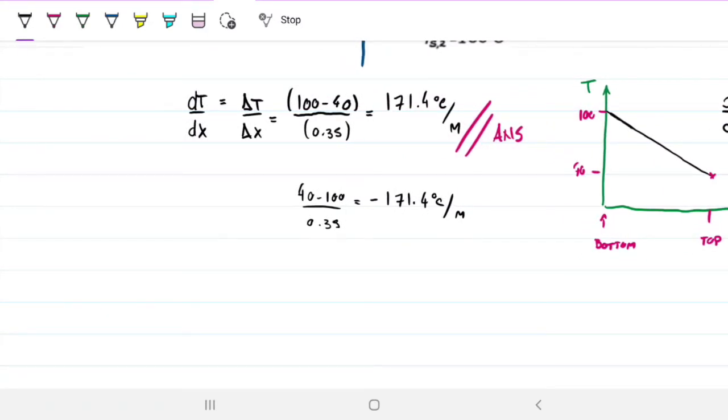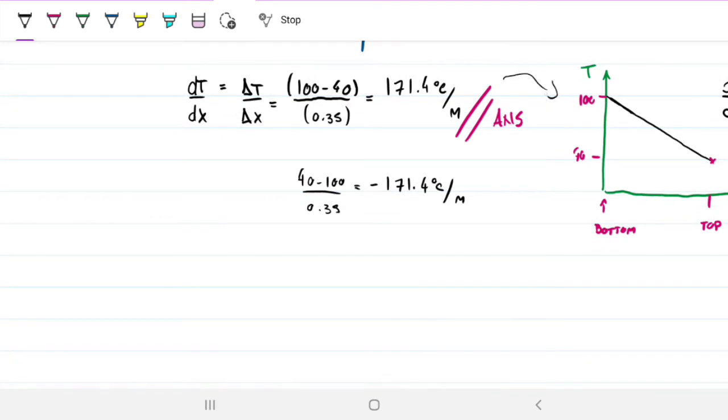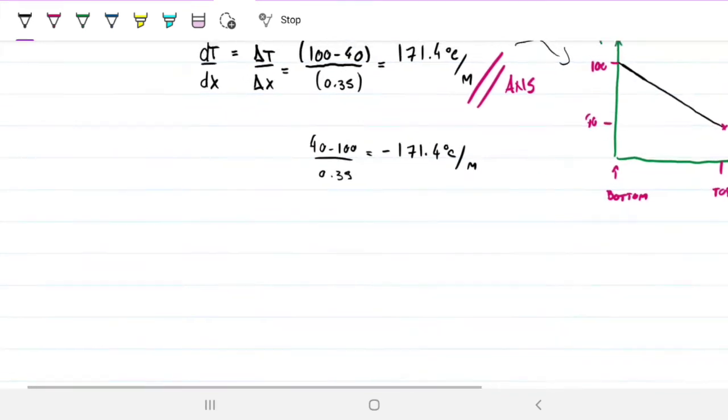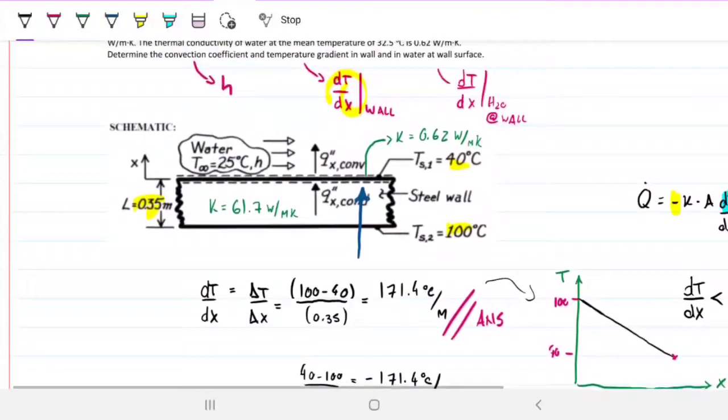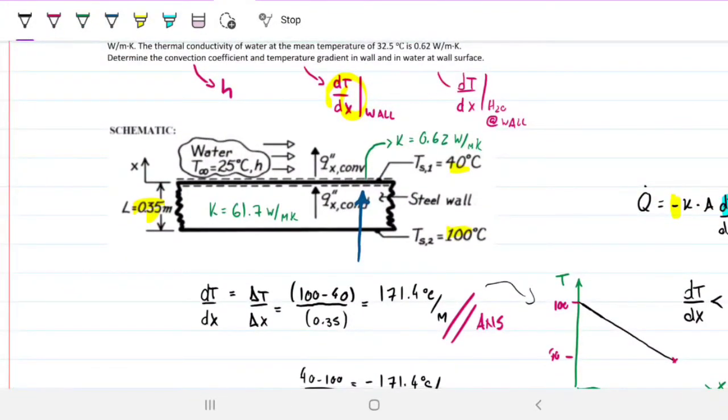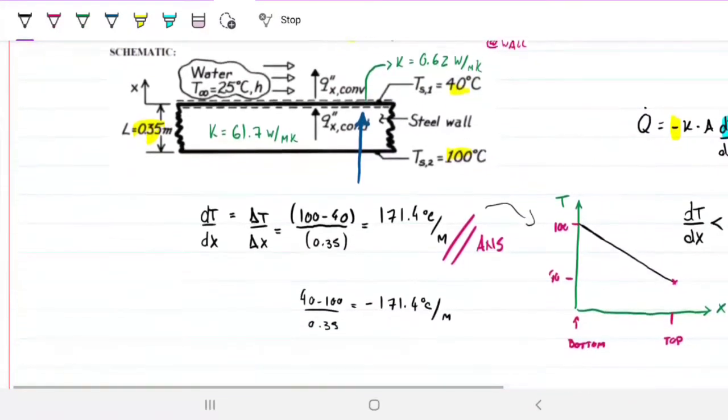So if you're looking for Q's and such, you can always ignore the negative. If you're looking for the gradient, watch out. It's not incorrect to say positive 171.4 Celsius or Kelvin per meter, as long as you show the gradient decreasing or explain it somehow, like we did here on this graph. Okay, so that's part one, that's one of the answers. Now the next one is looking for the convective coefficient and the dT/dx of water.